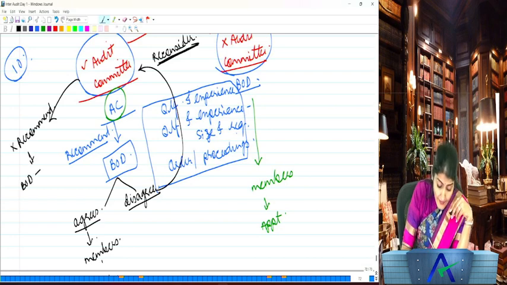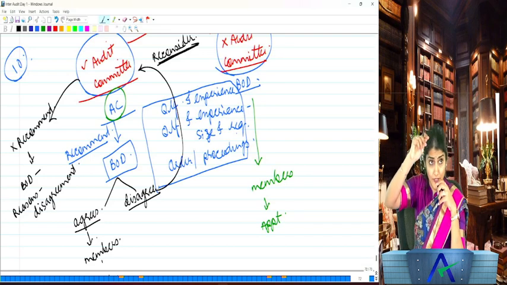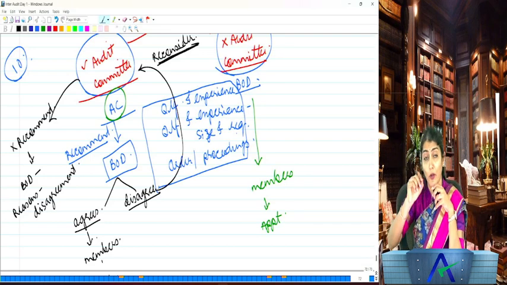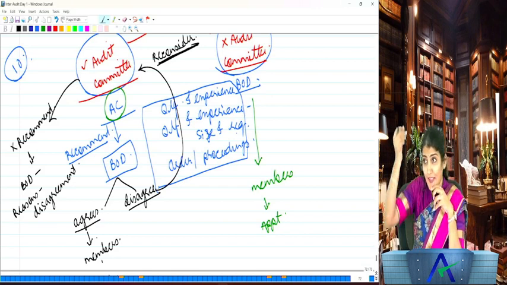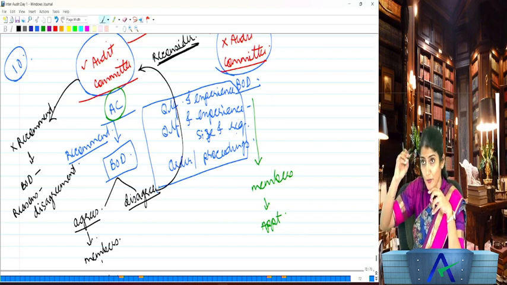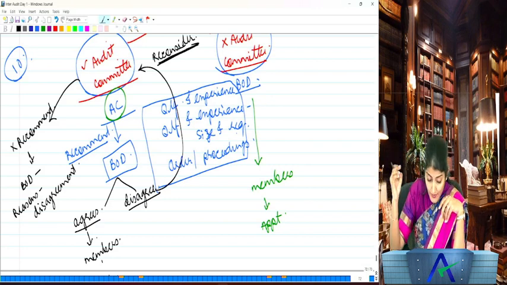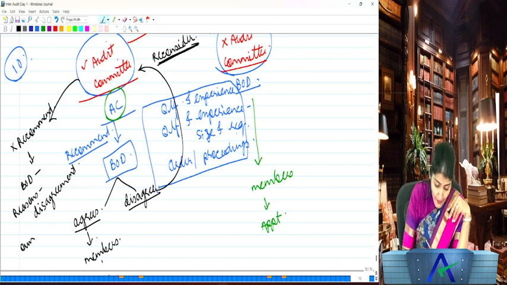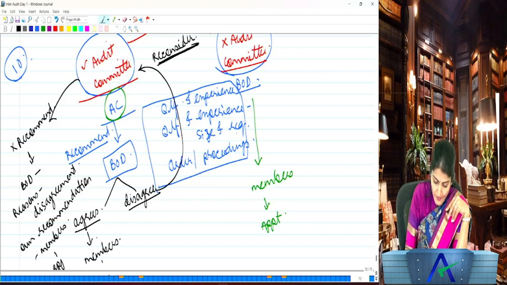They will cite the reasons. They will record the reasons recording the disagreement. Okay, why they are not agreeing with the recommendation given by the audit committee. The board will document the reasons. What reasons they will document? Okay, they are recommending PwC, but according to us, PwC is not a good option, so we should not be appointing PwC as the auditor. And then the board will send their own recommendation to the members, and then the members will appoint the auditor.